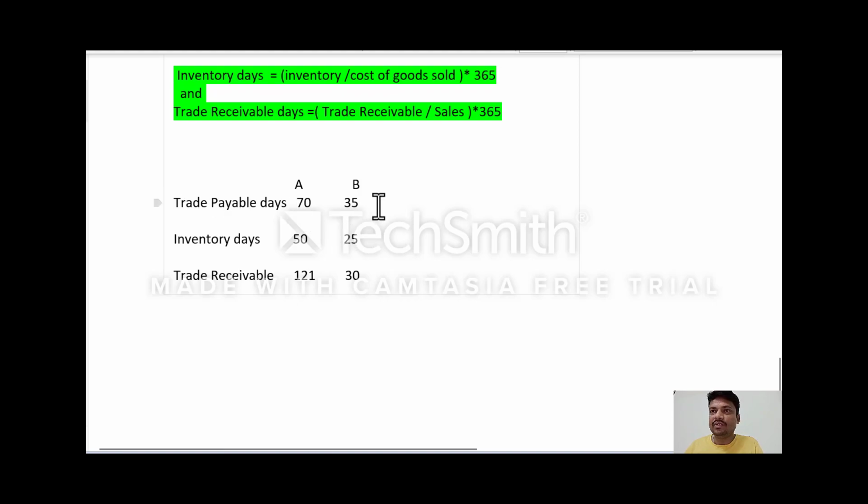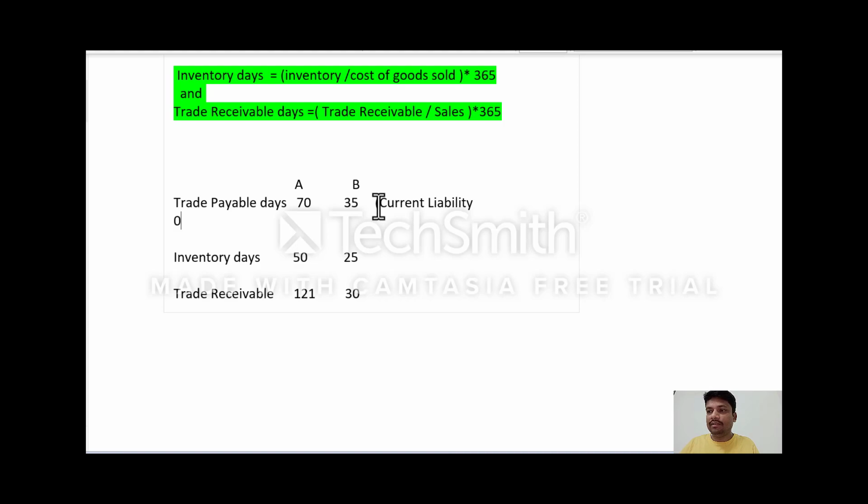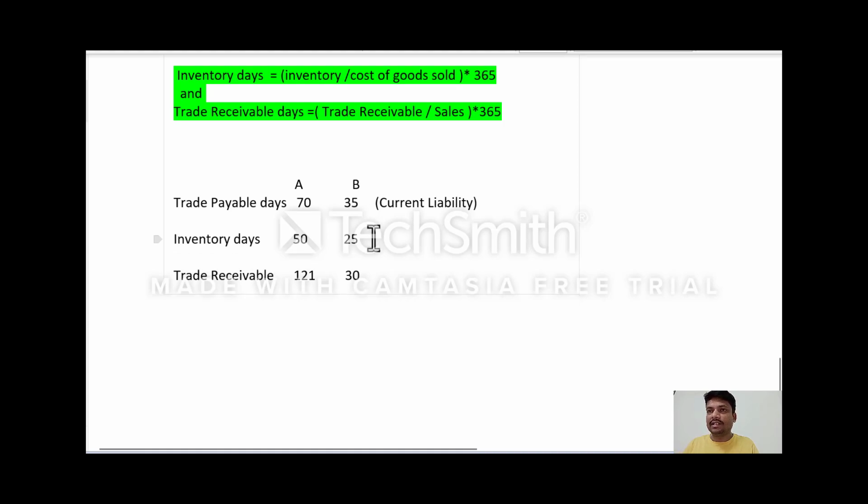Because as we know, trade payable is a current liability, and inventory days and receivables are also current assets. So company A has trade payable days of 70 days, inventory days of 50 days and receivable days of 121 days, and company B has trade payable days of 35 days, inventory days of 25 and receivable days of 30. So what does that mean?